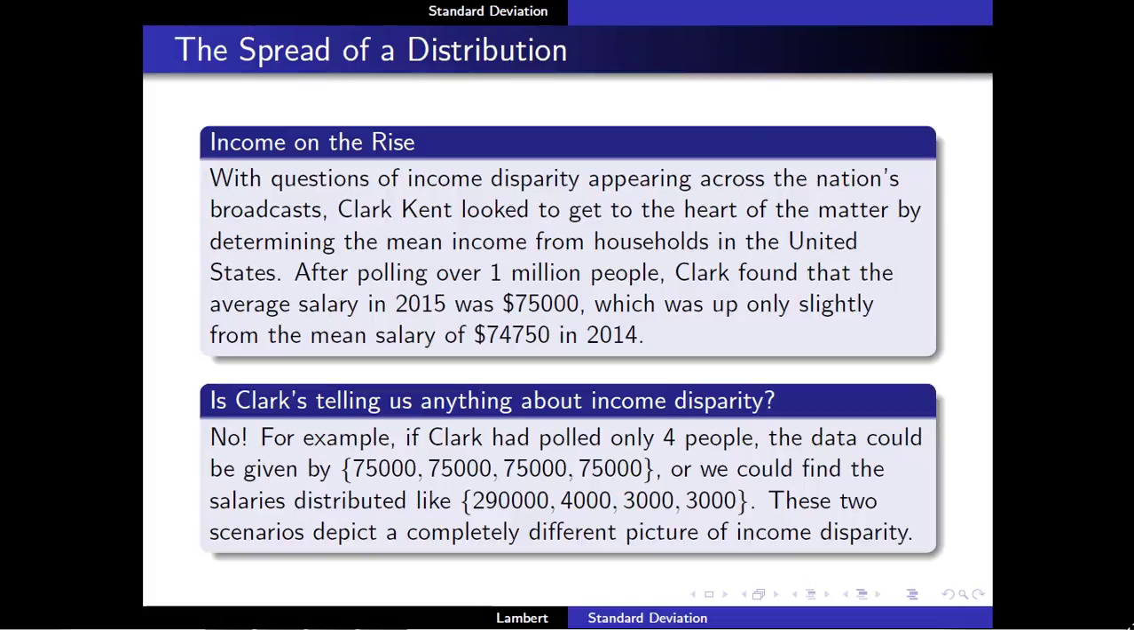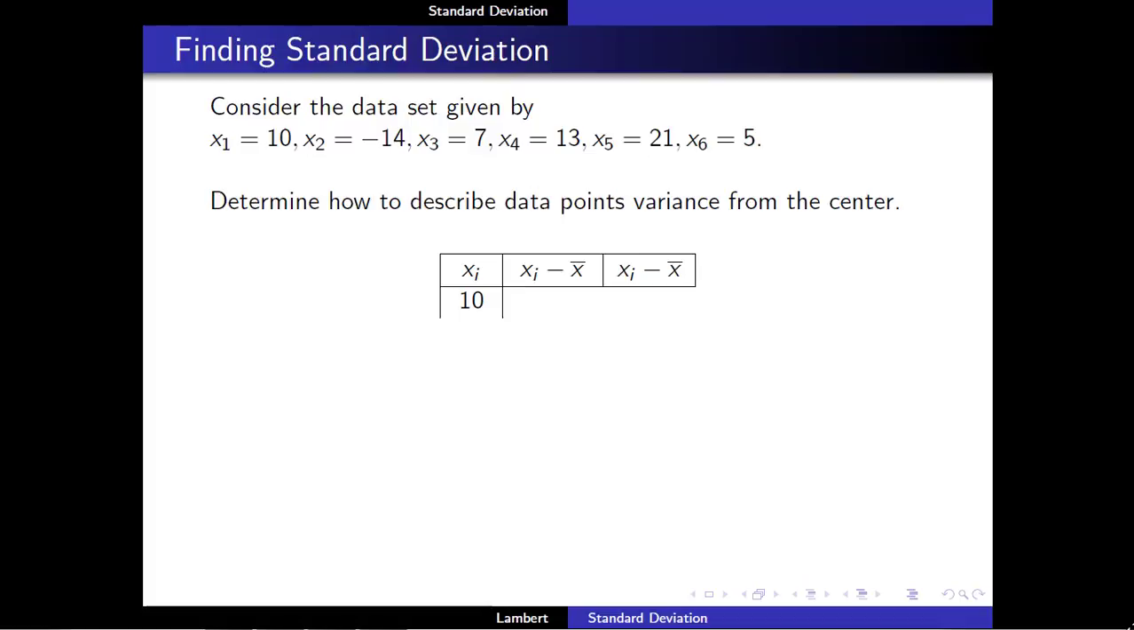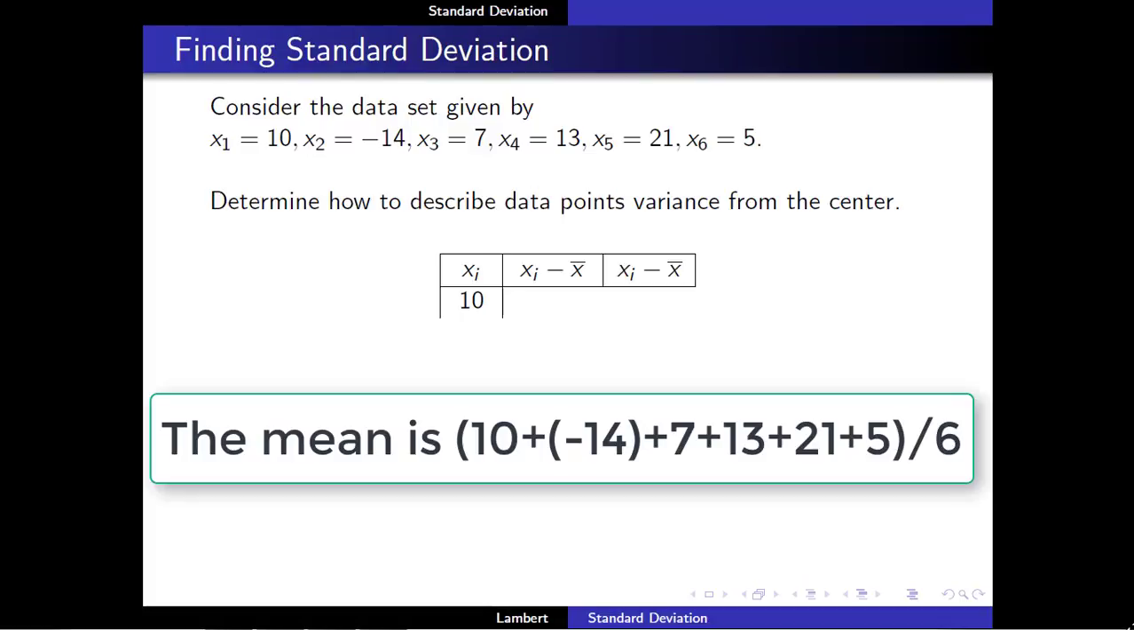How is the spread of a distribution? To start, we'll start with 6 values and see if we can determine how to look at the spread of a data set. If we're trying to describe that, the first thing we do, we start with 10. We're going to need to subtract it from the mean. Essentially, we're looking at how things vary from the mean. Well, we can calculate the mean. It's not too hard. In this case, if you add up 10, negative 14, 7, 13, 21, and 5, I believe you get 42, so the mean is 7.